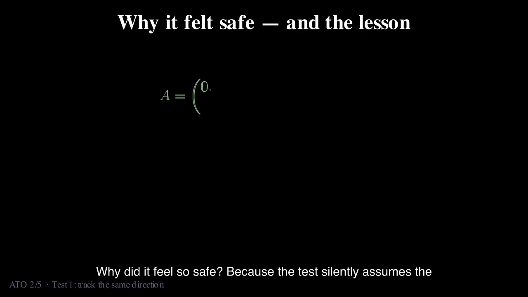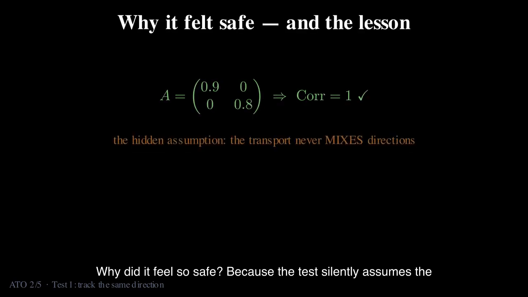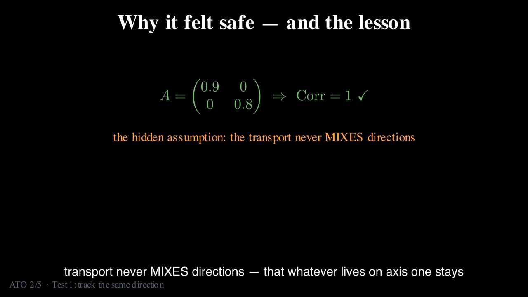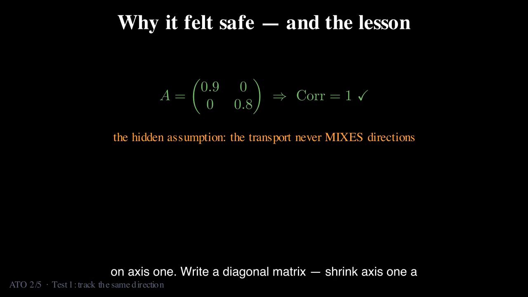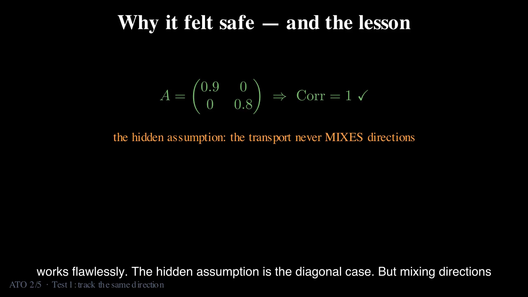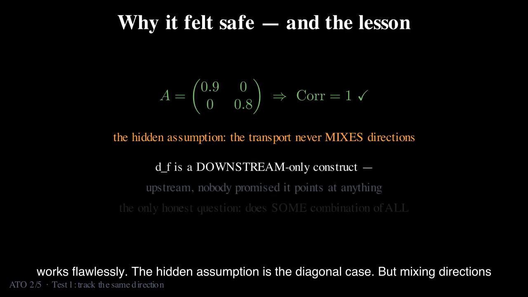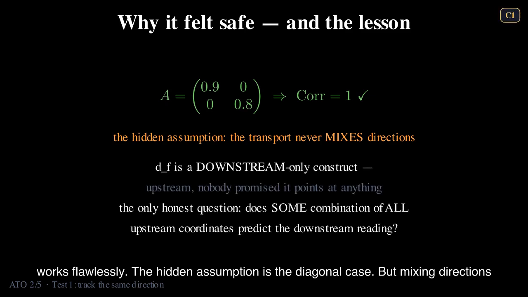Why did it feel so safe? Because the test silently assumes the transport never mixes directions, that whatever lives on axis 1 stays on axis 1. Write a diagonal matrix, shrink axis 1 a bit, axis 2 a bit, no mixing, and the naive test works flawlessly. The hidden assumption is the diagonal case.